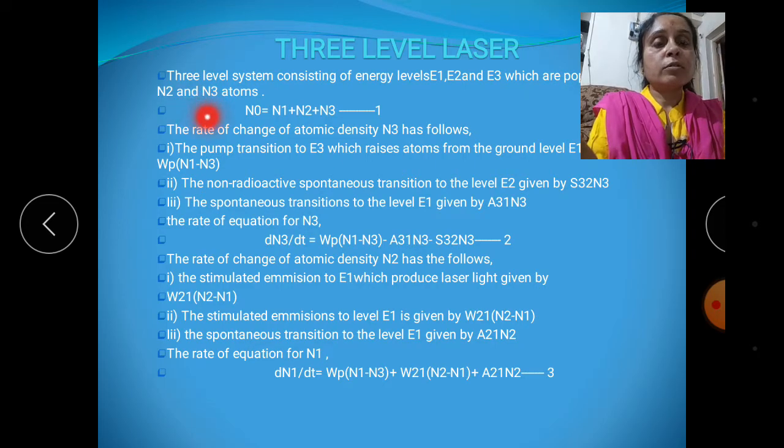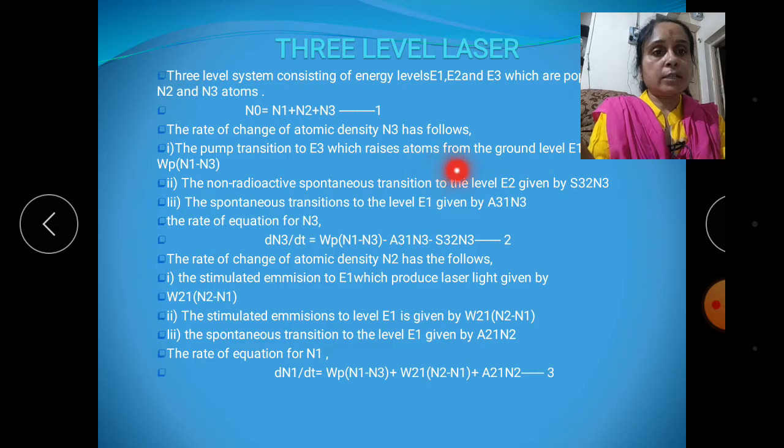So according to steady state, N0 is equal to N1 plus N2 plus N3, and population inversion can take place. It will be denoted by equation first. In this population inversion, the rate of change of atomic density N3 can be given by, firstly, the pump transition to E3, which raises the atoms from the ground state level E1 to the E3 state.